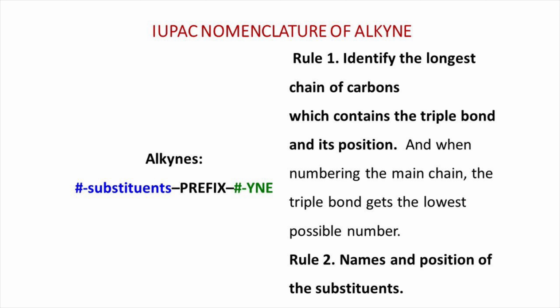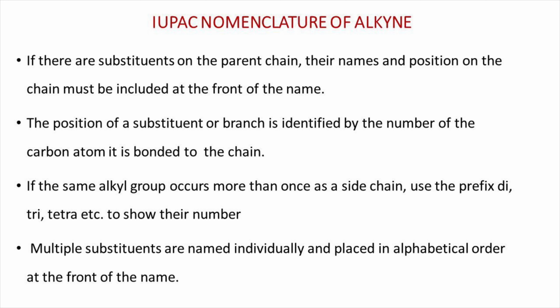Here there are 2 rules, similar to those for alkanes and alkenes. Rule 1: identify the longest chain of carbon which contains the triple bond and its position, and when numbering the main chain, the triple bond gets the lowest possible number. Rule 2 is for the names and positions of the substituents.